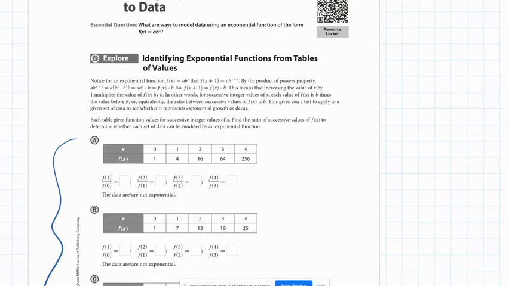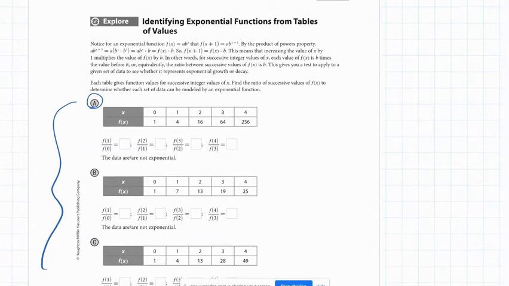Okay, so first let's take a look at how we can tell when a function is exponential or not. So if we look at example A here, we have a bunch of x values and y values in the table. And so what we're going to do is look at the consecutive quotients of the y values and see if they are consistent.